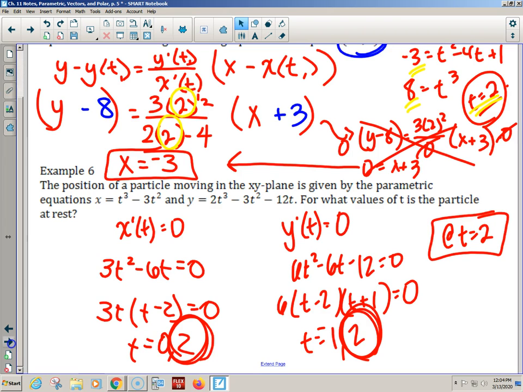But the long story short is, all we have is chapter 11, 11.1, 11.2, 11.3, 11.4, and then we're done. Vectors and parametric aren't hard, just the AP questions get tricky. Polar gets hard.